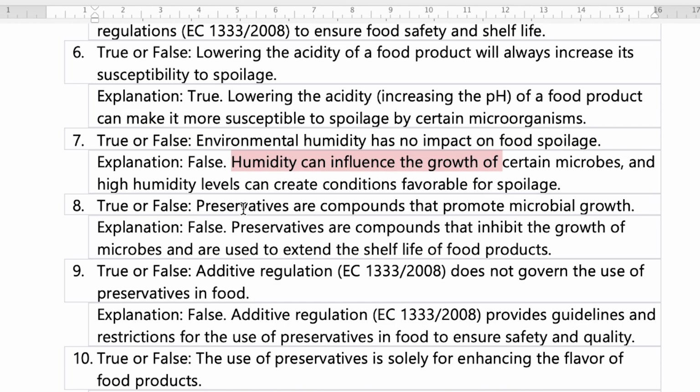Number eight, preservative is a compound that promotes it. No, it's not, because if it promoted it, then the food would be spoiled immediately. So it has to inhibit, like reduce the growth.